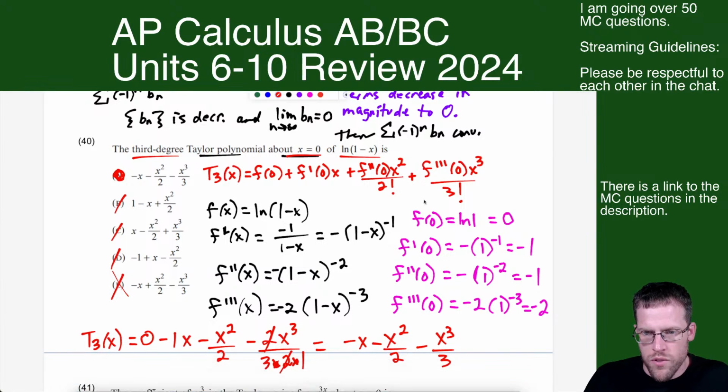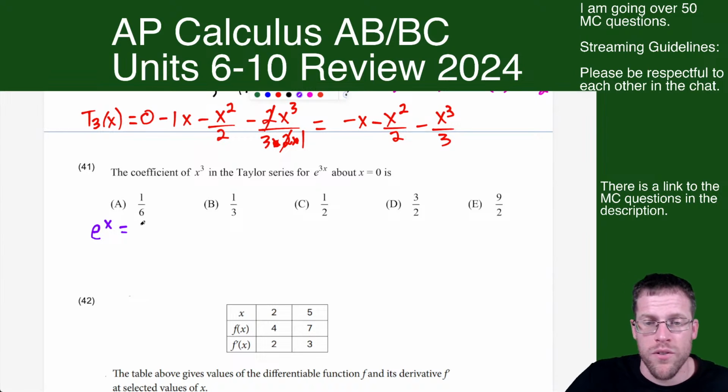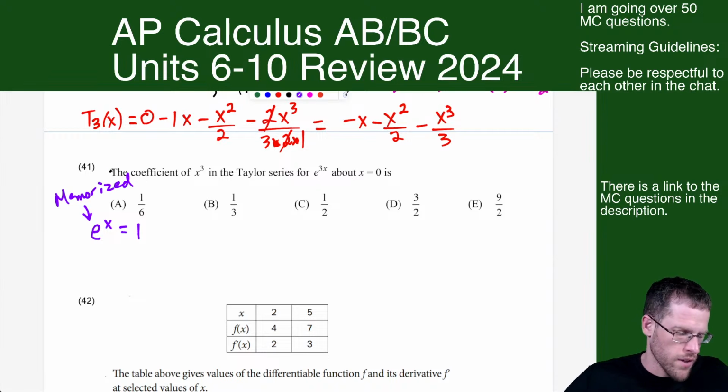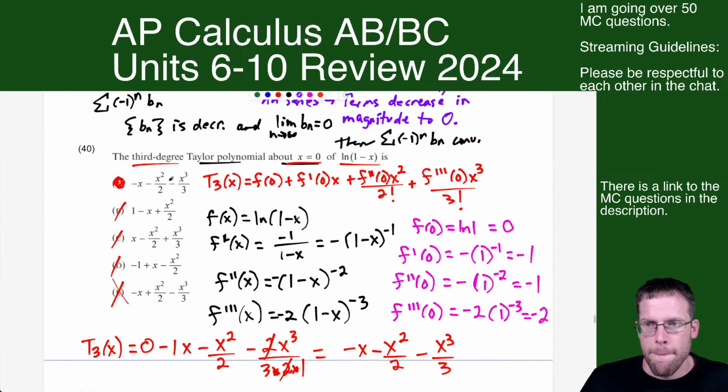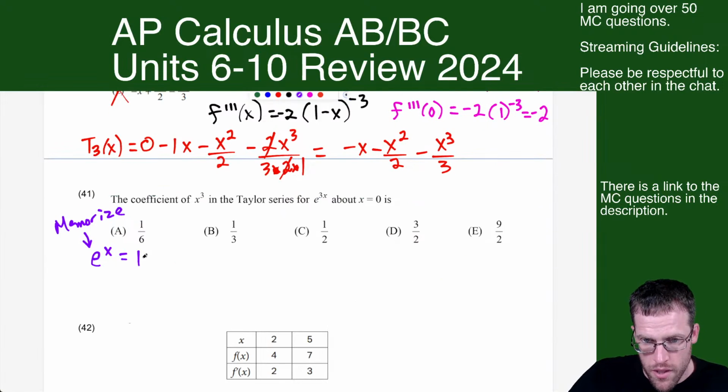Now 41, we're in the final 10. Coefficient of x to the third in the Taylor series for this. So there's two strategies here. For these, we have to be able to represent functions as power series. So this you should have memorized. It will save you. This is the process to build it from scratch, but you should have popular ones like this memorized.